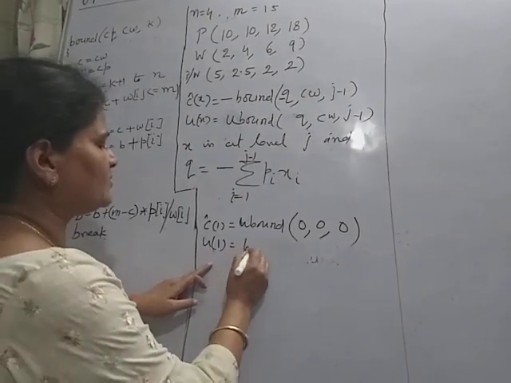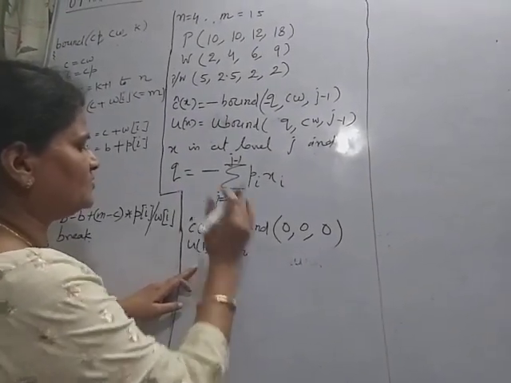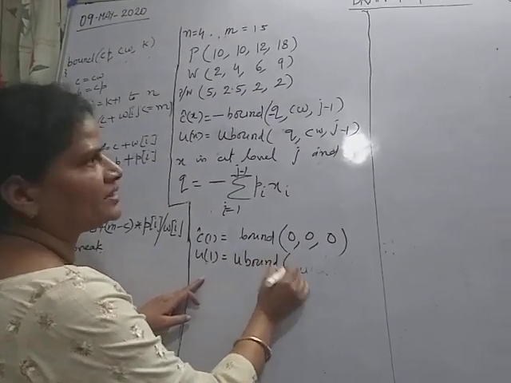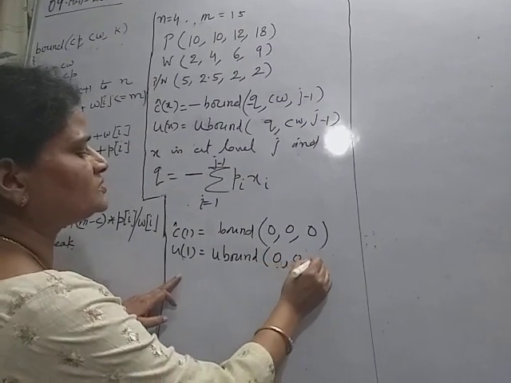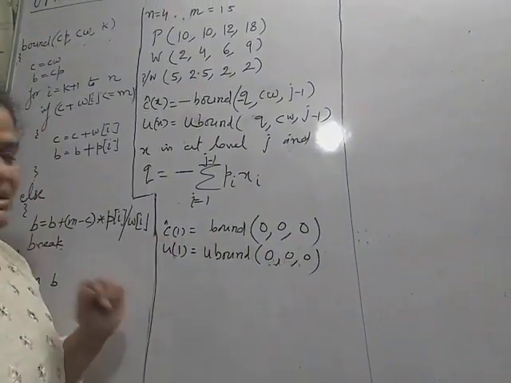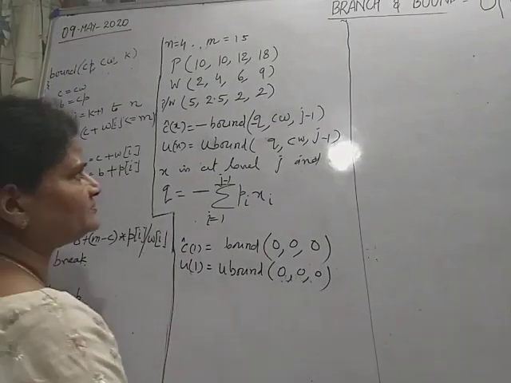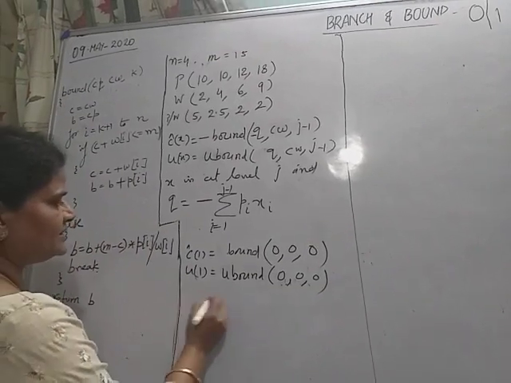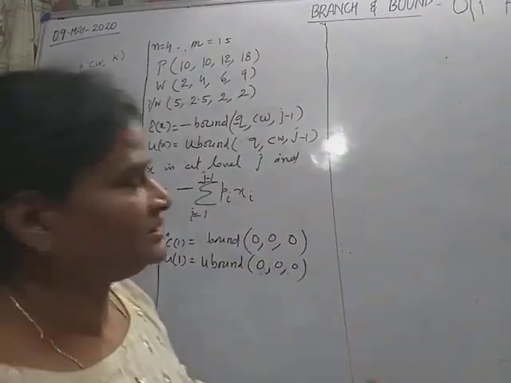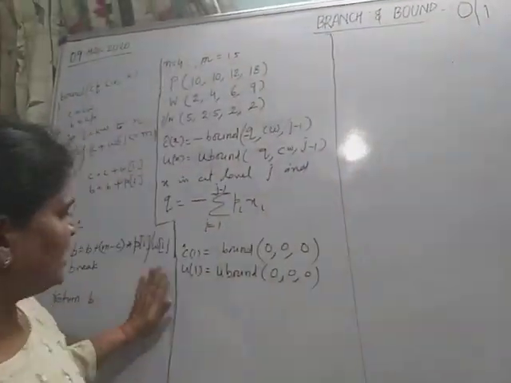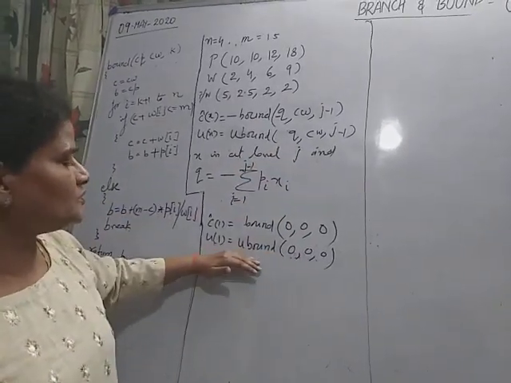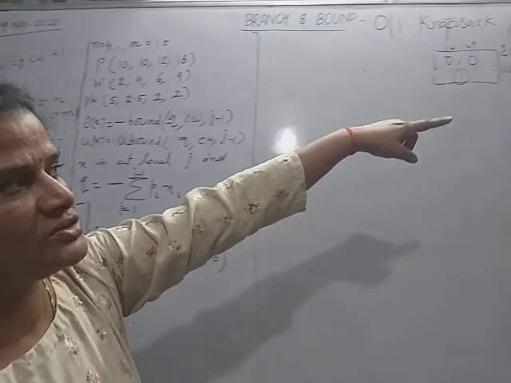U1 is this bound, and u1 is u bound. Okay, u bound 0, 0, 0. So first I am computing C1. In the case of C1, the C1 bound function is called. First I am computing u bound. So u1, the lower one, will be called with 0, 0, 0.